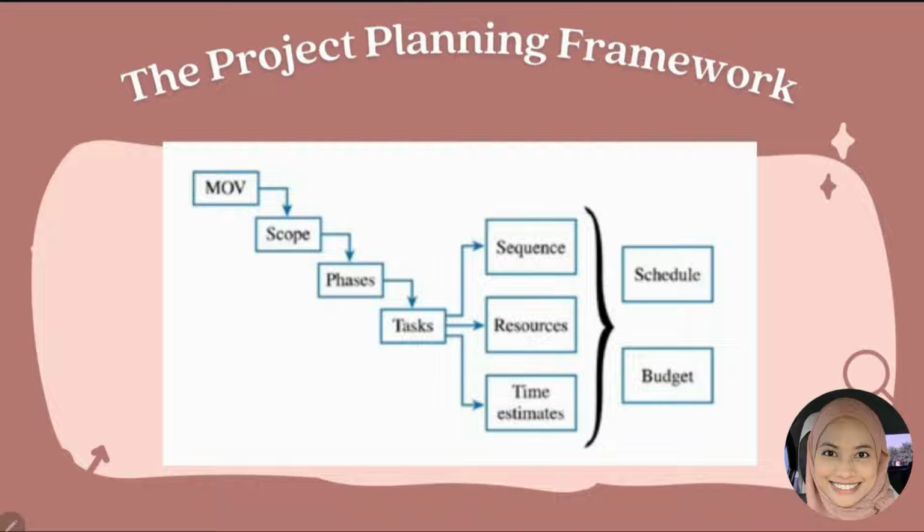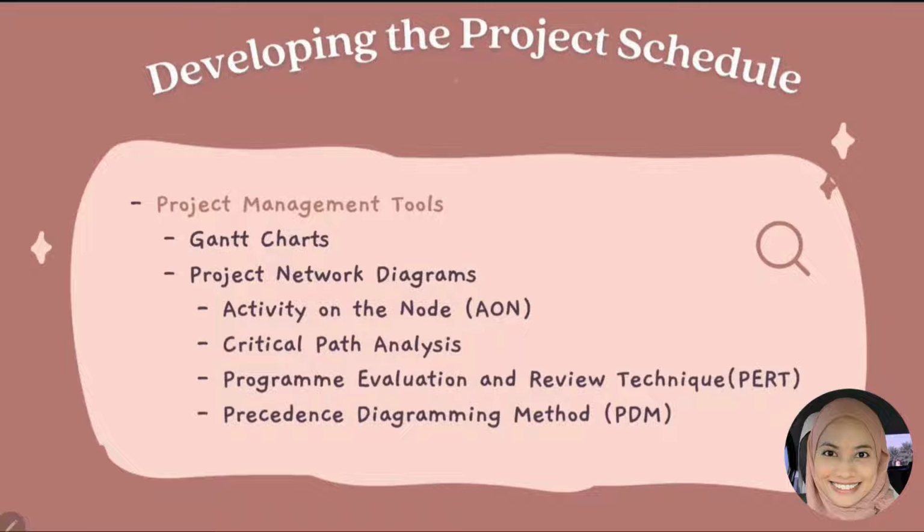This is the project planning framework. We're moving on from the MOV to the scope, to the phase, to the task, and then we will get the sequence, resource, and time estimate. And from all these three, we'll get the schedule and also the budget. To develop the project schedule, we'll be using the project management tools, consisting of the Gantt chart and also the project network diagram. And the project network diagram has 4: the activity on the node, critical path analysis, the PERT diagram, and also the precedence diagram.